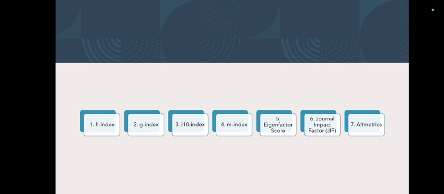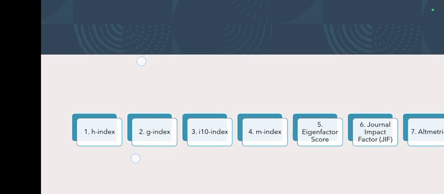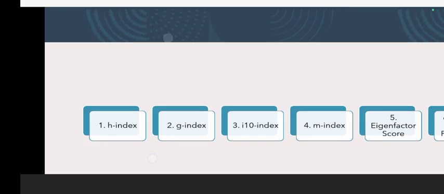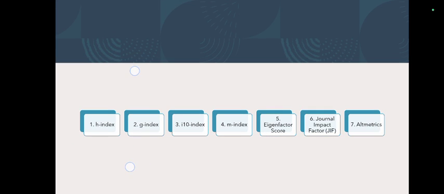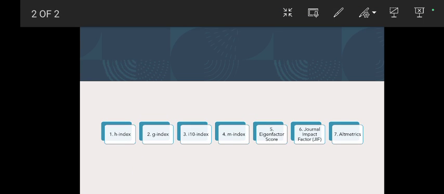Let us see the parameters used across the world to find out the significance of the research work published by any researcher. For example, the first parameter is the H index. Coming to this H index, this is very well known to everyone. There are so many matrices we could see apart from this H index.